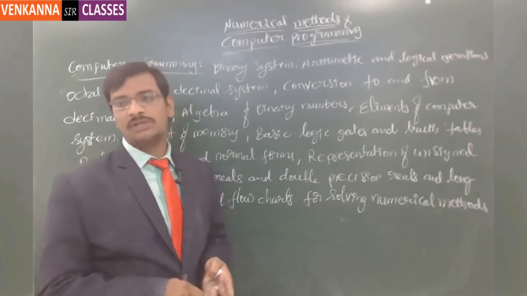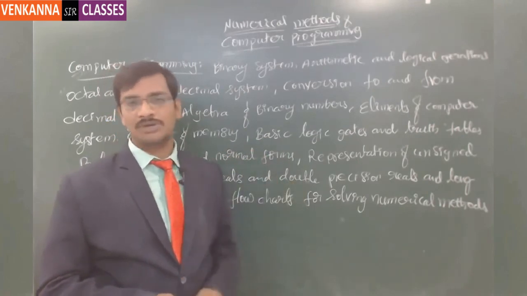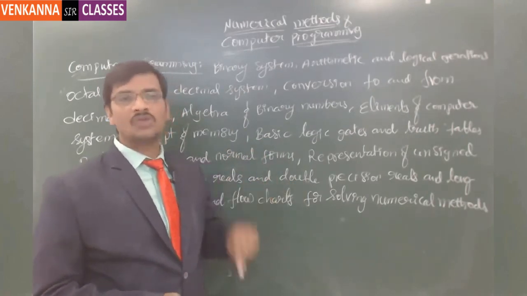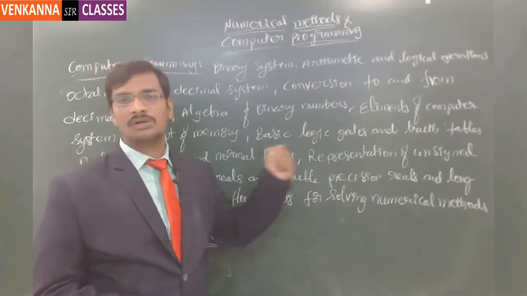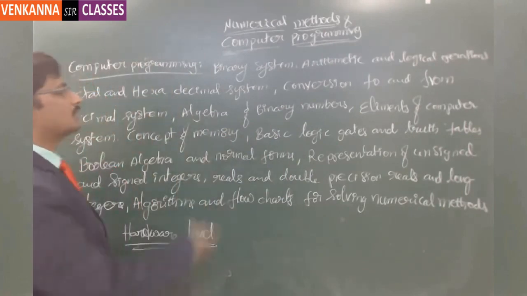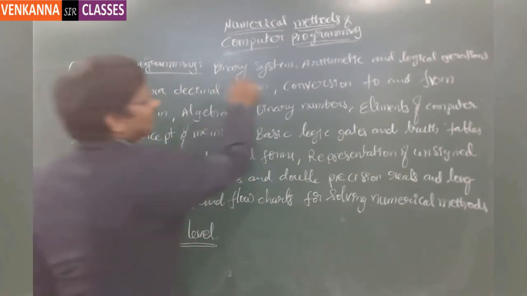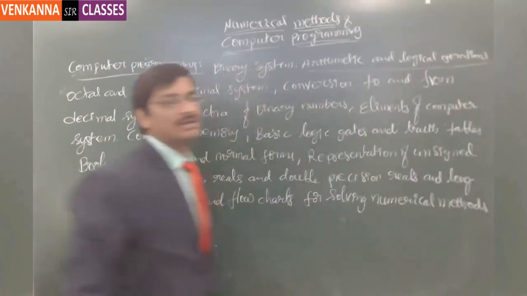So these number systems, the octal number system and the hexadecimal number system, are very important. We also have to be aware of how to convert binary to octal and octal to hexadecimal. All these things we are going to deal with in this particular topic. Here we cover the binary number system, its arithmetic, and logical operations.